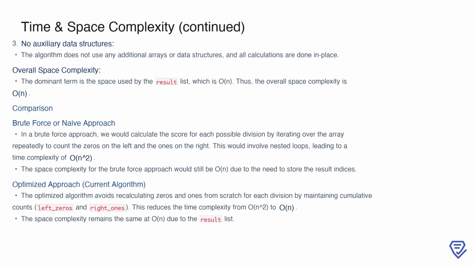Comparing this to a brute force approach, the naive method would involve repeatedly iterating over the array to count zeros and ones for each division. This would require nested loops, leading to a time complexity of O(n squared). The space complexity in the brute force approach would still be O(n), due to the need to store result indices. In contrast, the current optimized algorithm eliminates redundant computations by maintaining cumulative counts for zeros and ones. This reduces the time complexity to O(n), while keeping the space complexity at O(n).